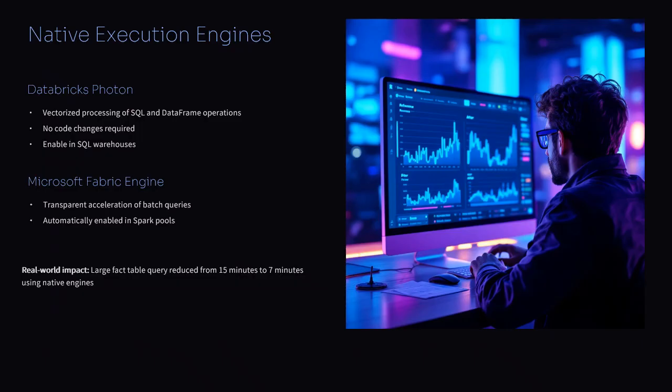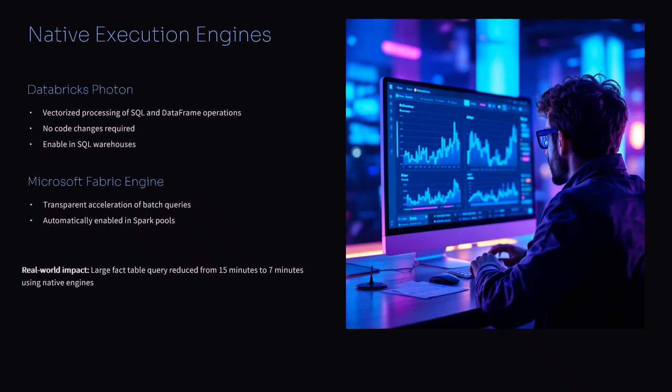Native execution engines are foundational to boosting Apache Spark performance in both Databricks and Microsoft Fabric environments. Let's start with Databricks Photon, a powerful vectorized query engine built to accelerate SQL and data frame operations by fully leveraging CPU parallelism and modern hardware instructions. One of the biggest advantages of Photon is that it requires no code changes. Simply enabling Photon within your Databricks SQL warehouses instantly provides significant speedups to your workloads.